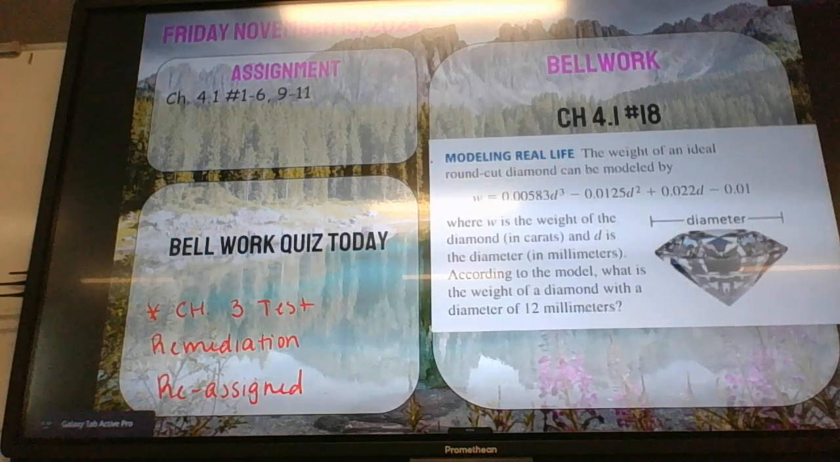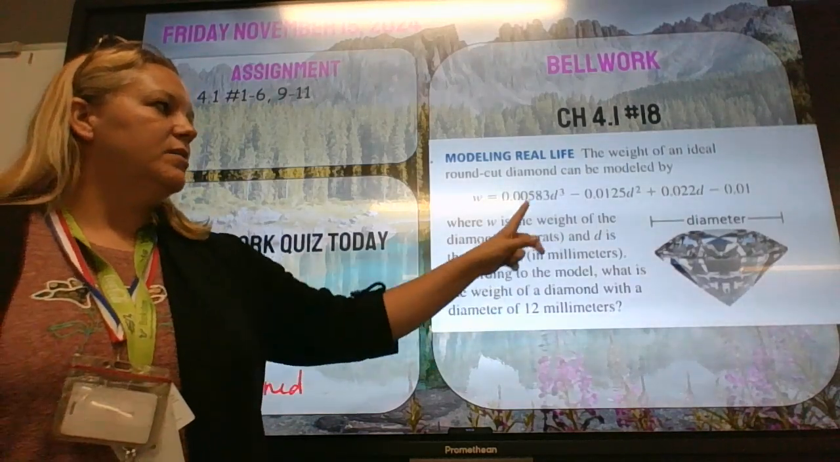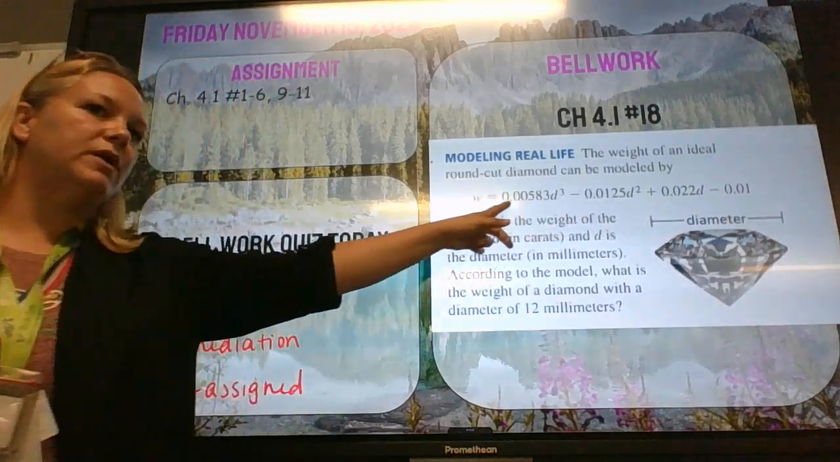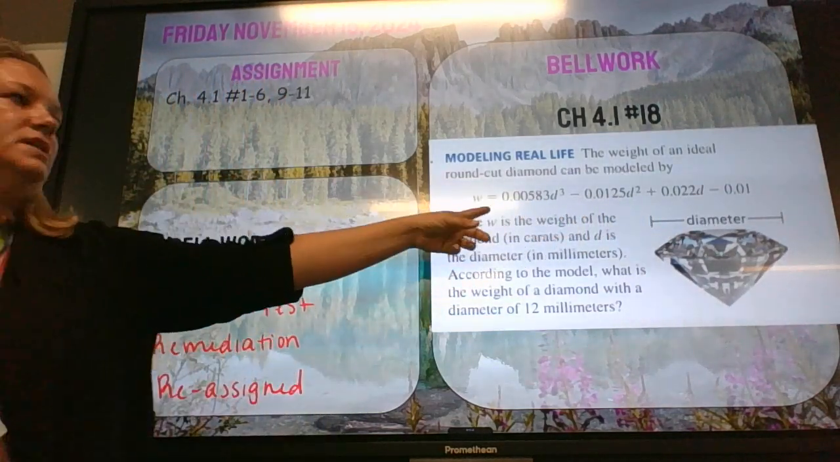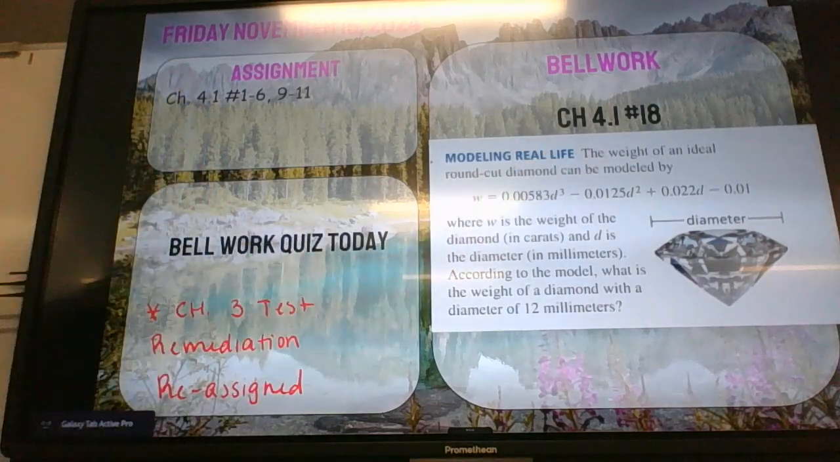So anyway, this says what happens when the diameter is 12, and D is diameter, so we're putting 12 in here, in here, and in here. So we have already practiced this with quadratics. The difference is we now have a power of 3 instead of just a power of 2.